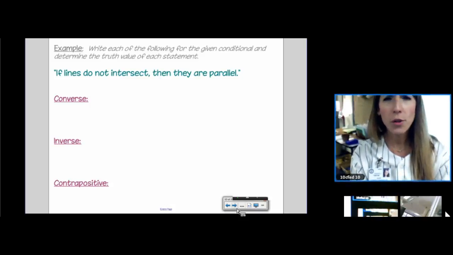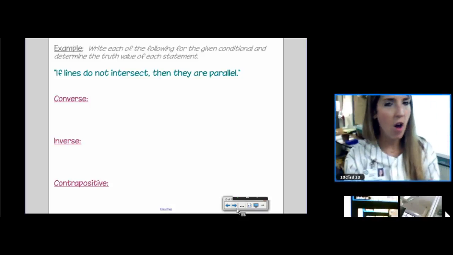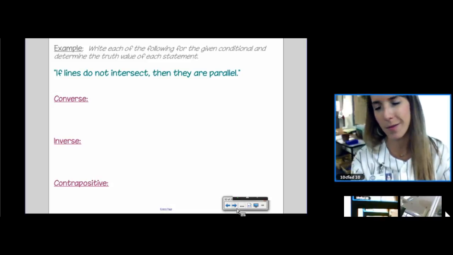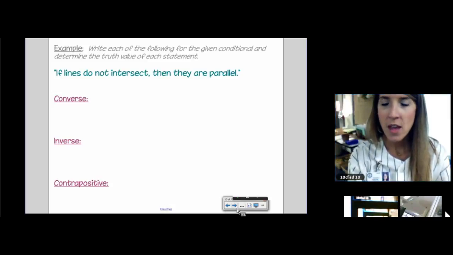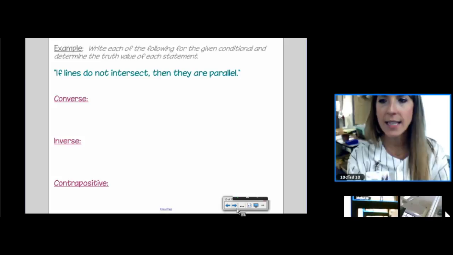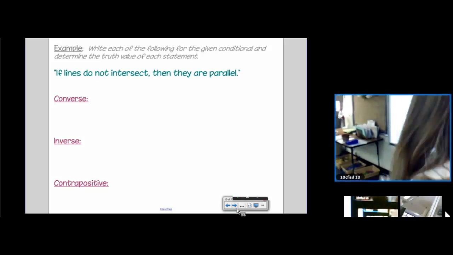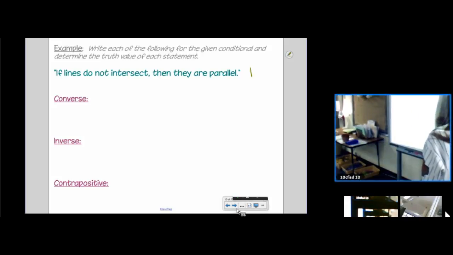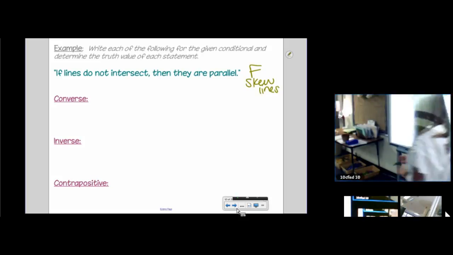Okay, let's take an old sentence from first 6 weeks, and let's write all 4 of them. Well, all 3 of them, because the first one's already written for you. If lines do not intersect, then they are parallel. Is that true or false? Very good. You guys remember, that is a false sentence, and our counterexample is skew lines. All right, let's do the converse.